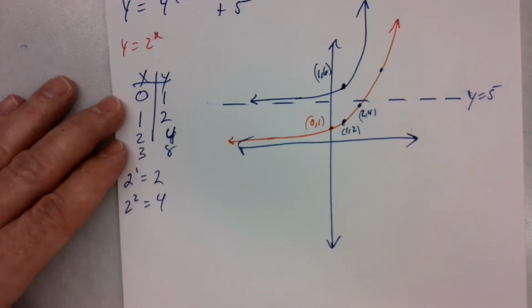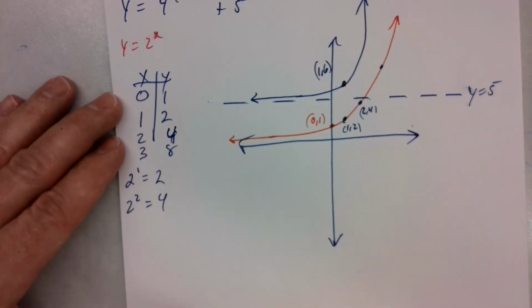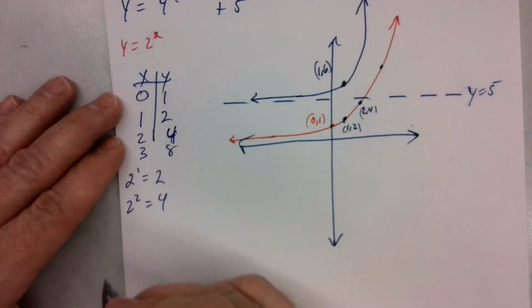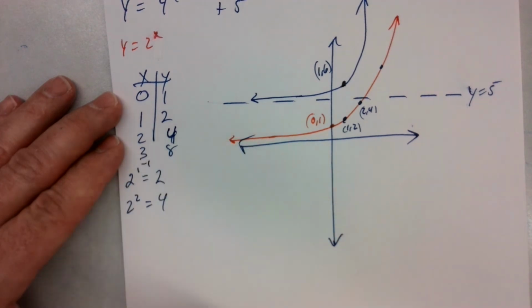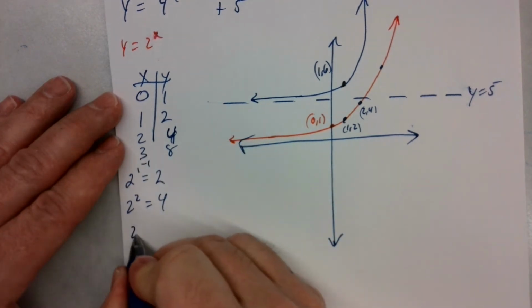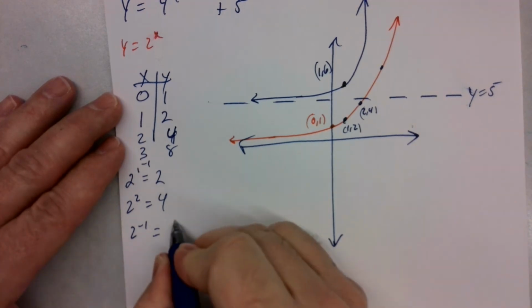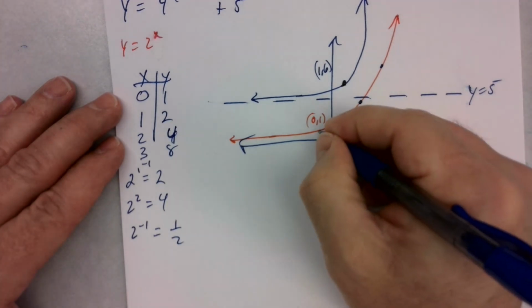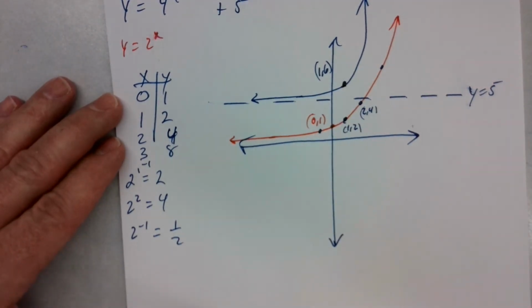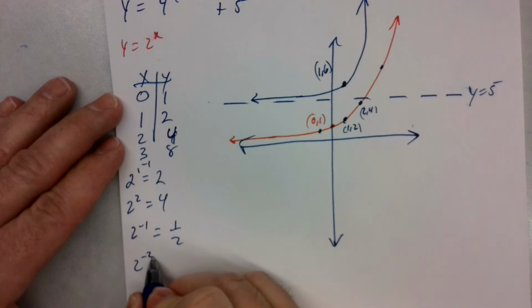Watch. What if x is negative 1? So I got 2 to the negative 1. What is that? Negative 2? It's actually 1/2. It's 1/2. So what if x is negative 2? Oh, so it's 1/4.